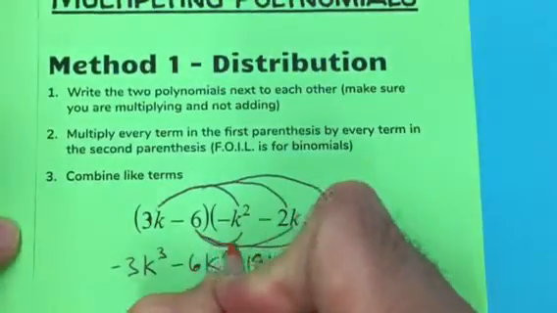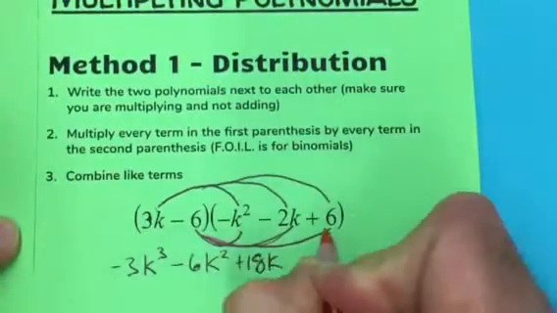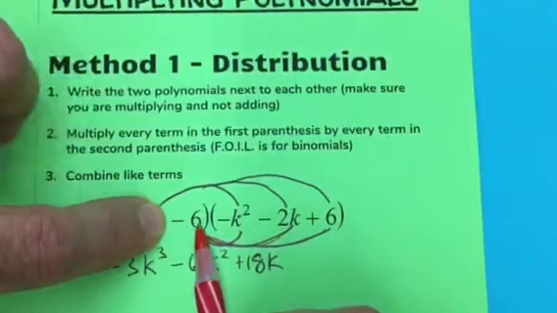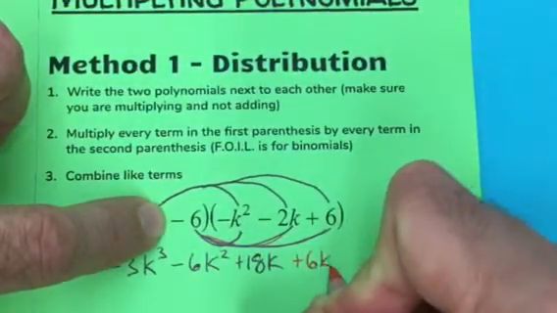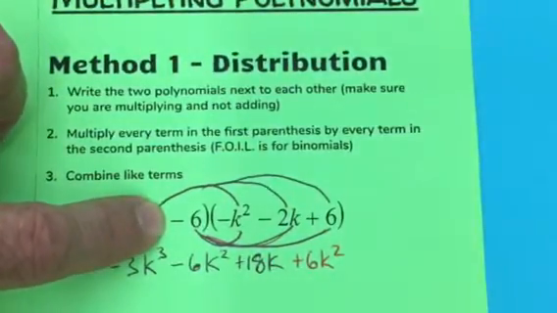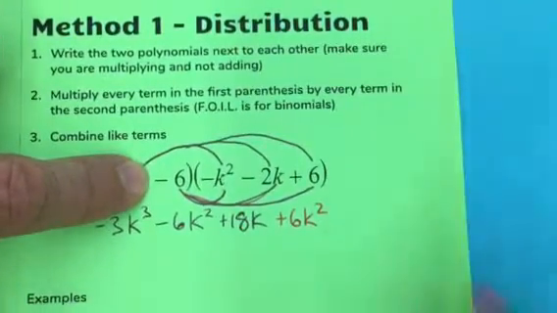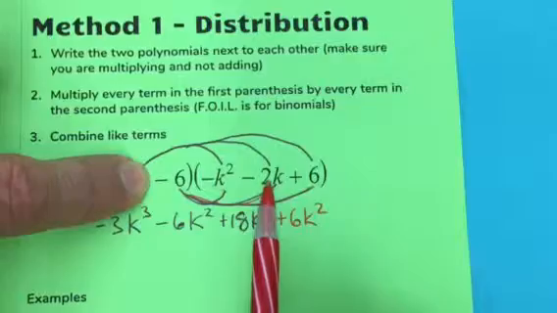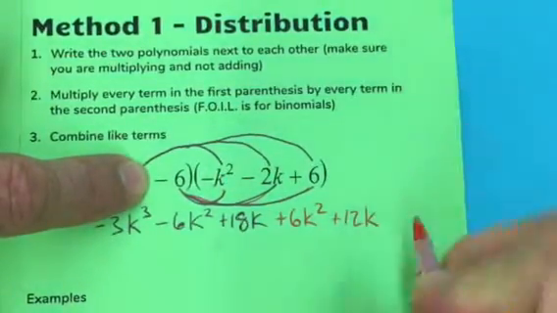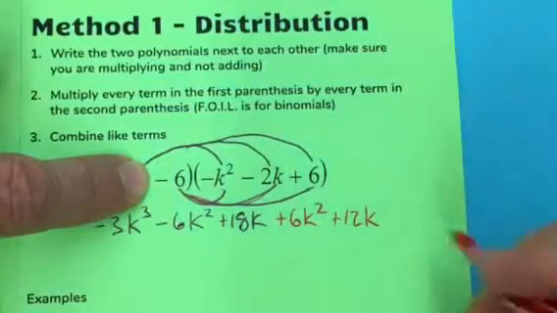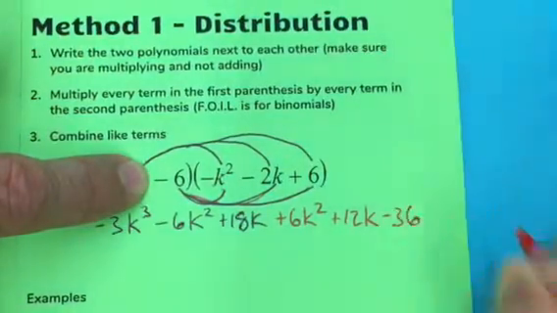I'll do this one in red. Negative 6 times negative k squared is positive 6k squared. Negative 6 times negative 2 is positive 12k. Negative 6 times positive 6 is negative 36.